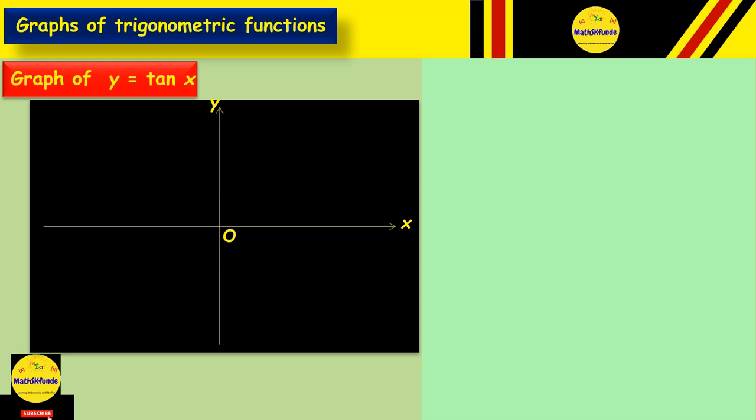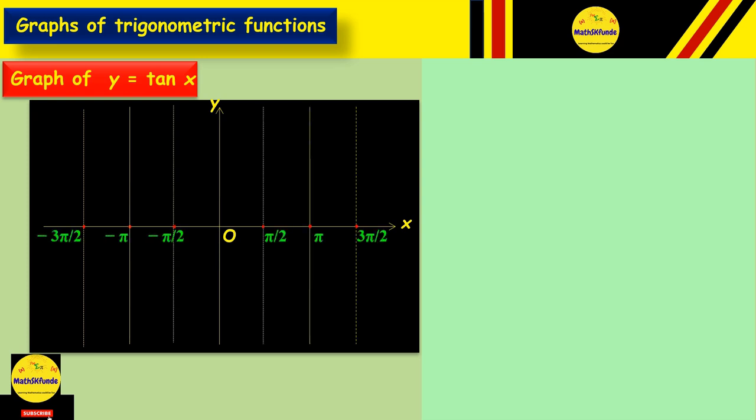So values of tan x would be measured vertically and angles would be measured horizontally. Some important positions I am trying to show here are minus 3 pi by 2, minus pi by 2, pi by 2, pi and 3 pi by 2. These are important angles in the case of tan x. I have shown some perpendicular lines also, I mean lines parallel to the y-axis. Within no time you will understand why I must have drawn those lines.